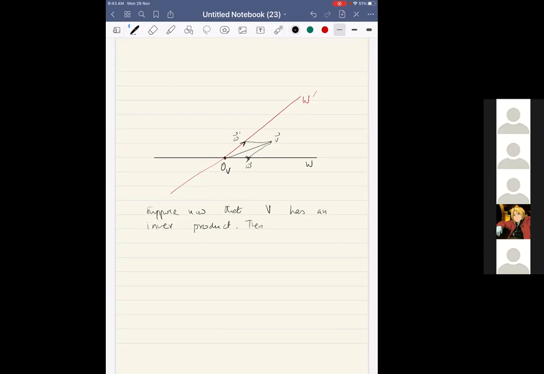Then define W prime to be the set of vectors in V such that the inner product with every vector in the subspace W is 0. I claim W prime is a supplement. Okay.